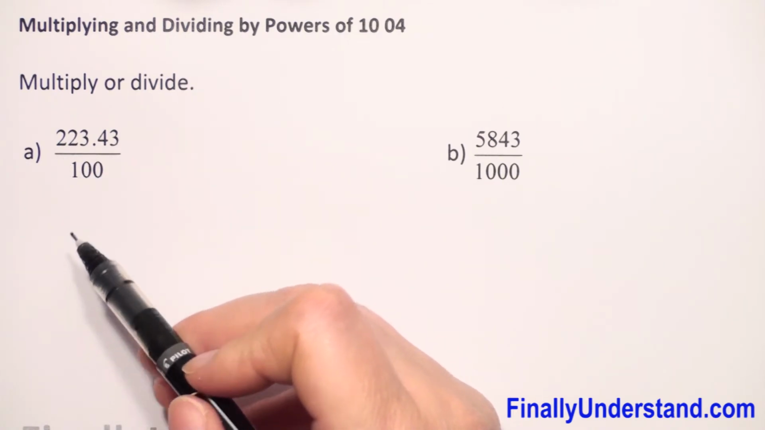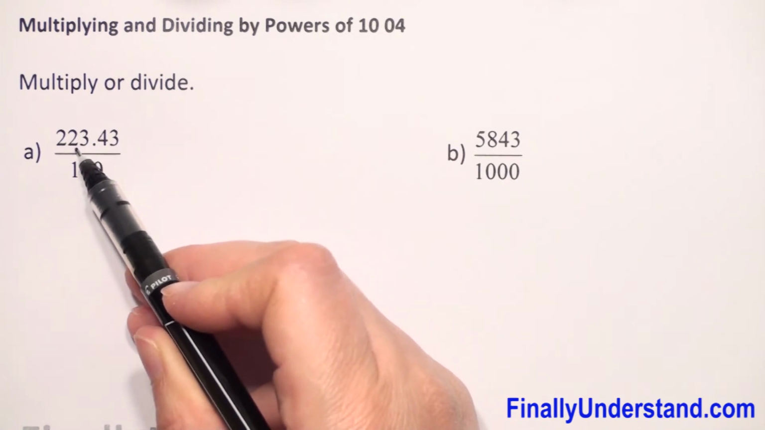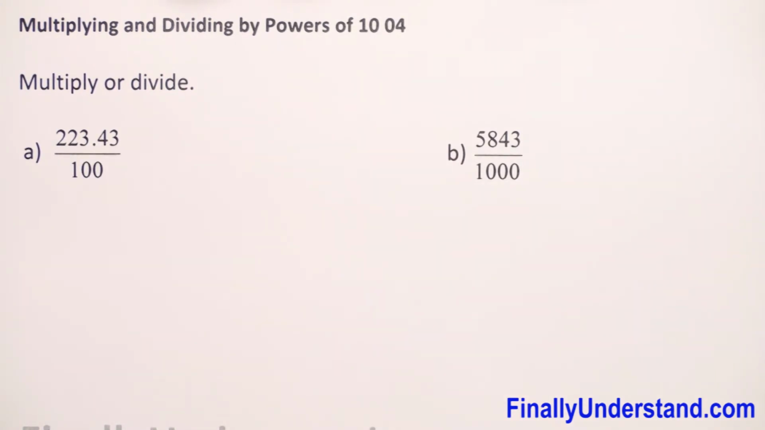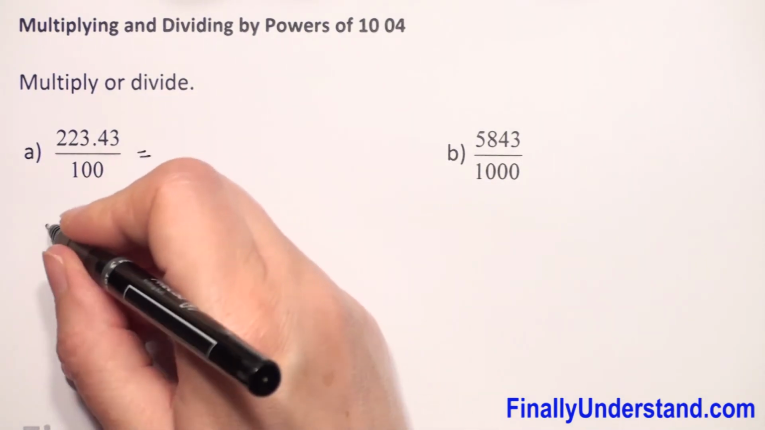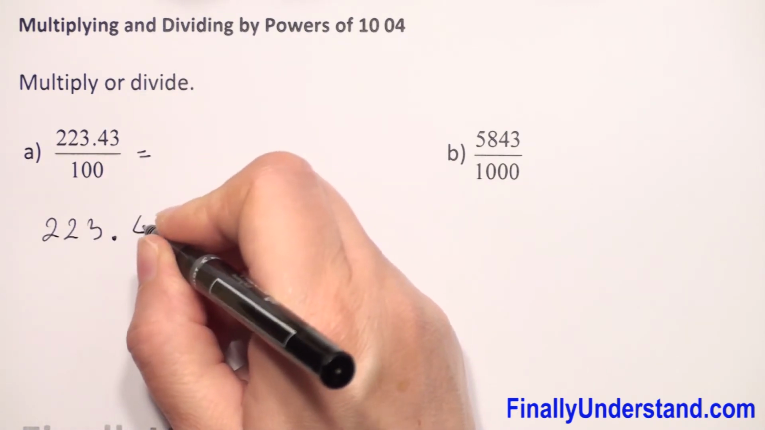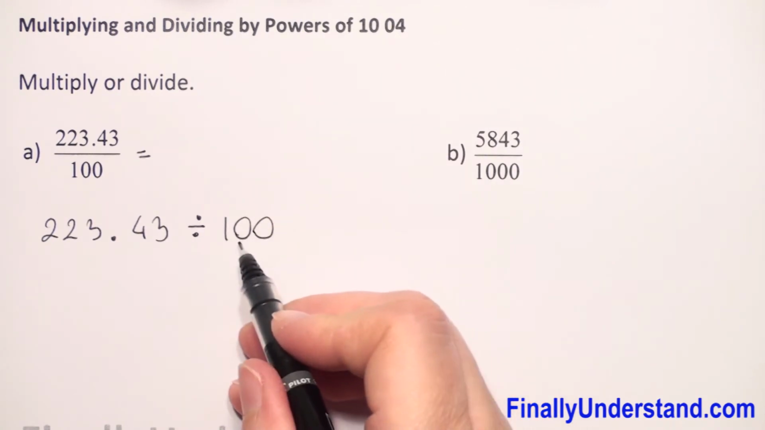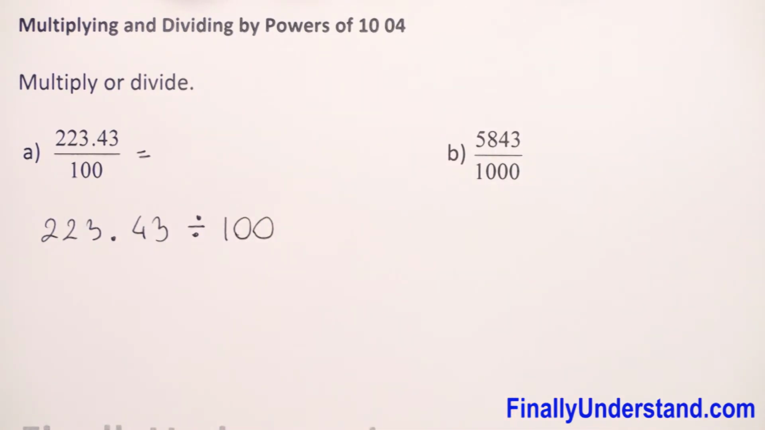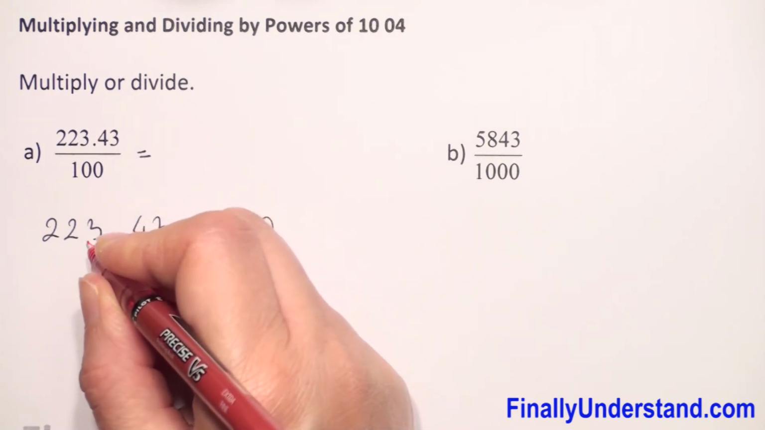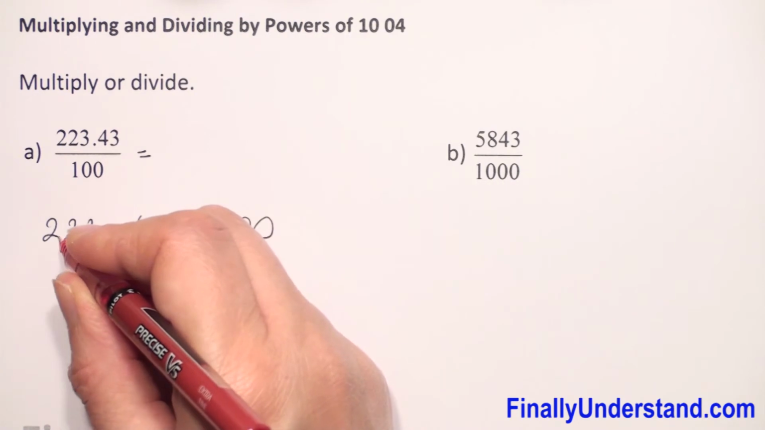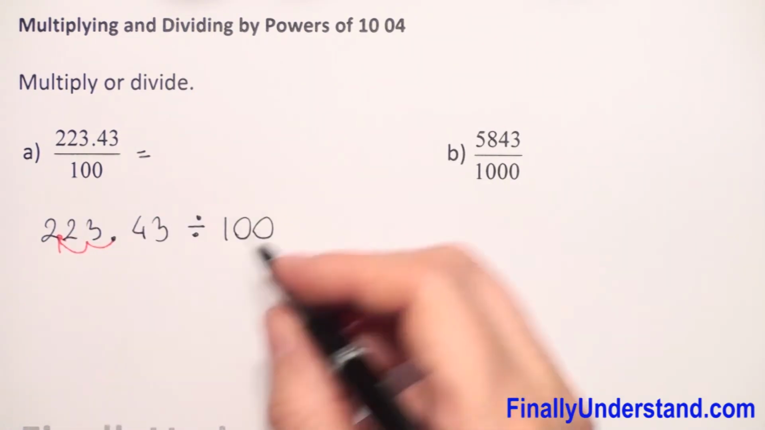And how many digits? We have to count the zeros. We have 2 zeros, so we move 2 places to the left. Let me rewrite this one more time. We have decimal point, 43 divided by 100, like I said, 2 zeros. So we move 2 places, and because it is division, it means we move to the left side from the decimal point. So now our decimal point will be between 2 and 2.